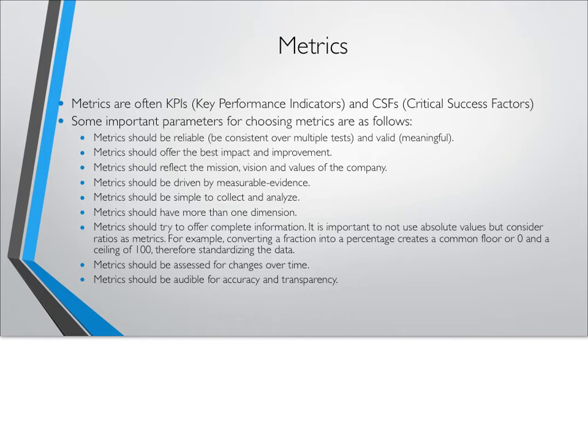So if one company sold $200,000 worth of products and had $100,000 gross profit, and the other company sold $120,000 worth of products and had $80,000 in gross profit, then by using ratios, the second company is actually doing better because its gross margin is better. Similarly, metrics should be assessed for changes over time. You should look at how metrics are changing over time.